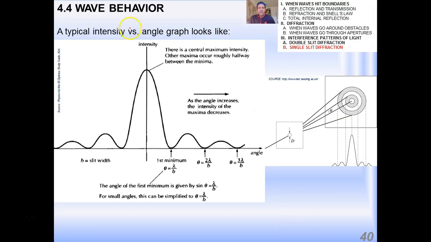qualitatively, all right? Okay, and a typical intensity versus angle graph would look like this, right? Here you go, here's your bright middle fringe, and then you have your first minimum, second minimum, etc. Here's the magical equation, which I have not derived for you guys. It's theta equals lambda over b. We'll do that later in a higher level.